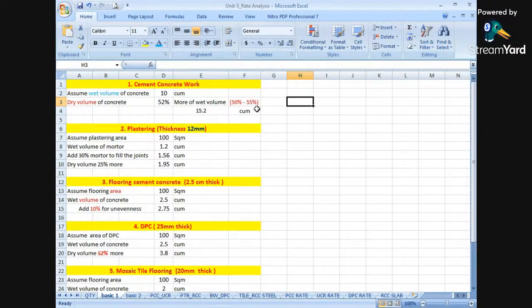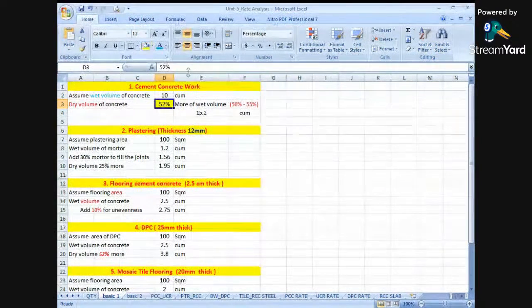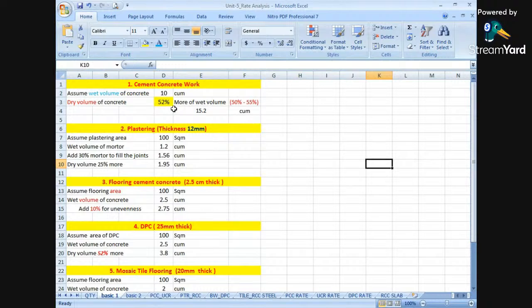As per IS 1200, we have to take 50 to 55% more of the actual quantity which we have calculated from the drawings. Okay, we have calculated from the drawing that the required quantity is 10 cubic meters, but we require more than 10, in the range of 50 to 55%. So how much do we require? In the intermediate of this 50 to 55, we have taken 52%.